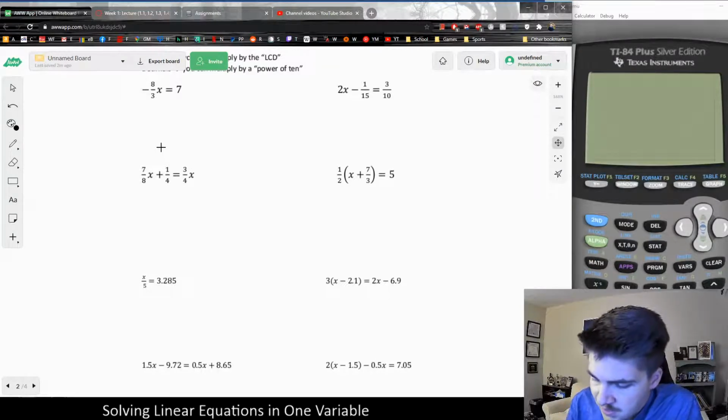So in this case, basically what I would want to do is multiply. Sorry, my tablet is going crazy here. I'm trying to do the math here on my tablet. But I would want to multiply both sides by 8.